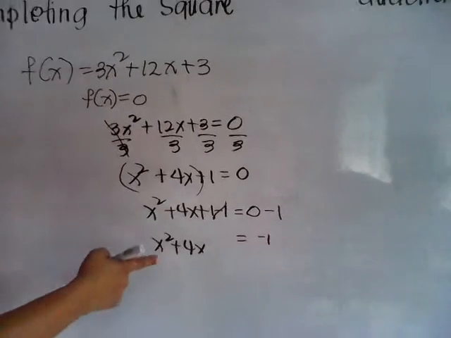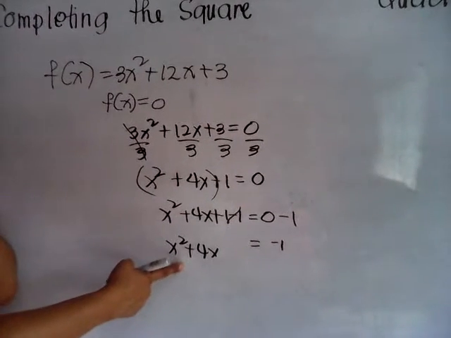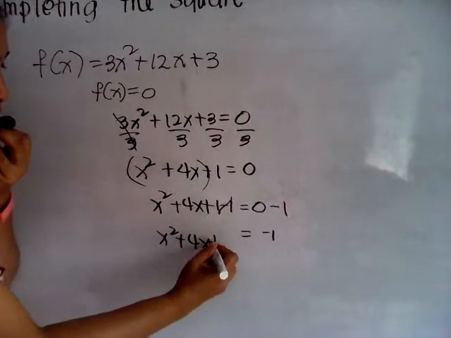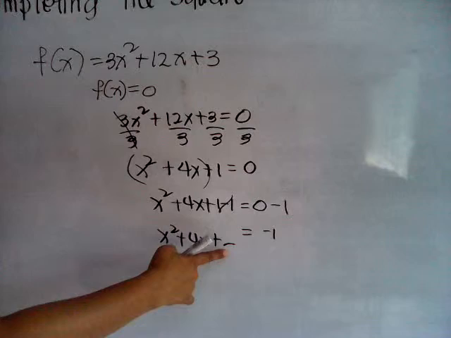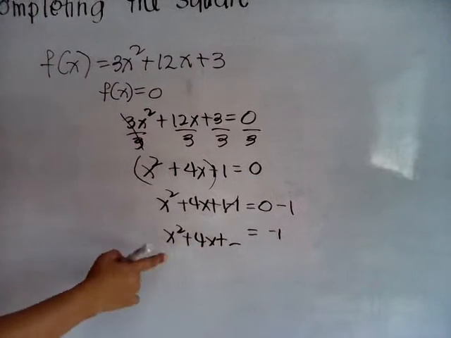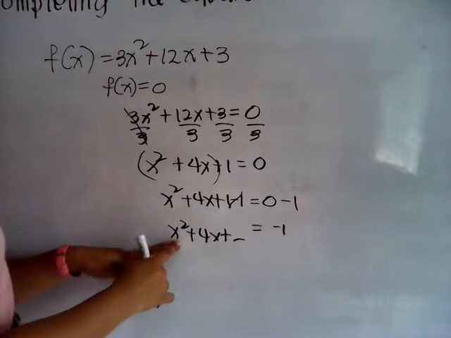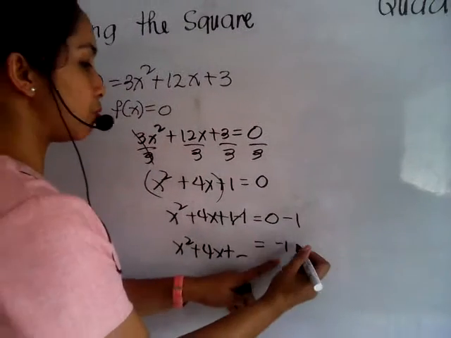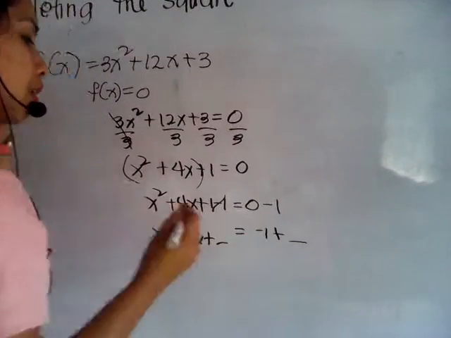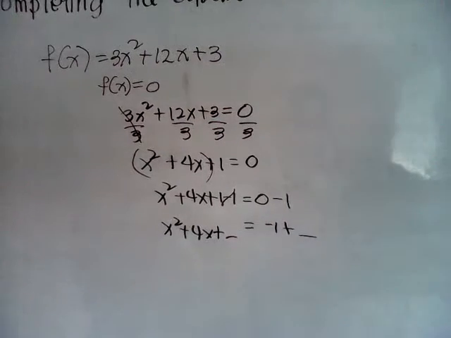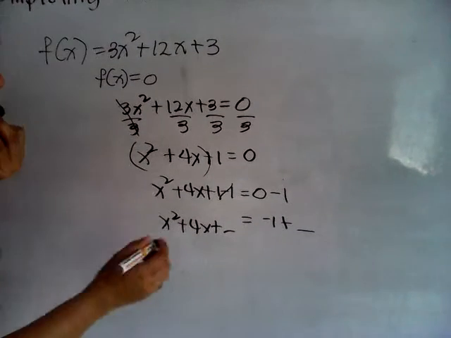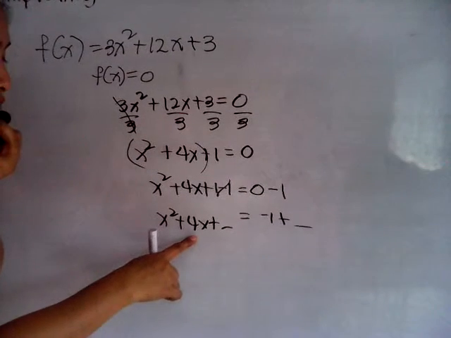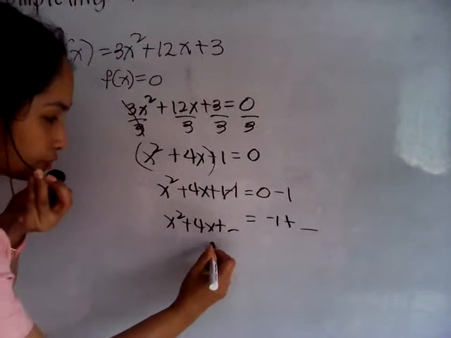We need to complete this expression. We have x squared plus 4x plus blank, equals negative 1 plus blank. We have the quadratic term, the linear term, and the constant term, and we're going to find the constant term. How are we going to find it? We have to identify the coefficient of the linear term. The coefficient of the linear term is 4.